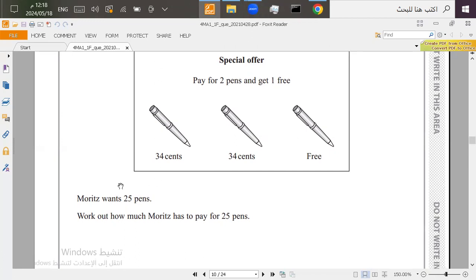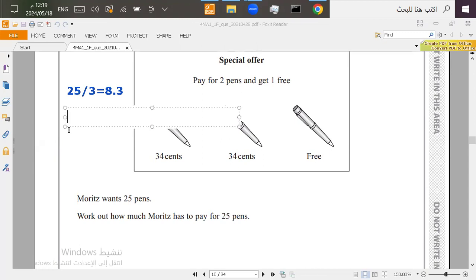Because he's going to buy 25 pens, we need to know how many groups of 3 pens are inside the 25 pens. So that's the first thing to do: 25 divided by 3 equals 8.3. This means he can buy 3 pens like this, so he can use the offer of 3 pens 8 times.